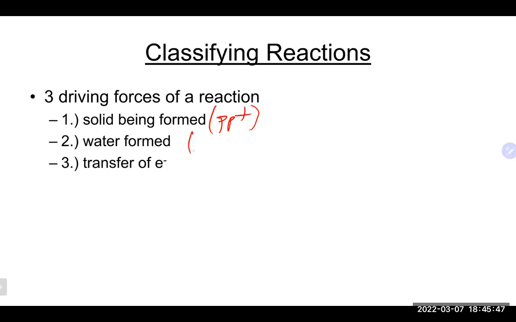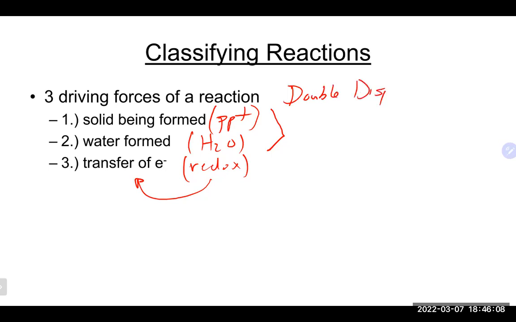Water being formed is another reason why a reaction takes place, and the transfer of electrons, which is basically what happens in our redox reactions. So in our redox reactions, there is basically a transfer of electrons. These other two occur in another big umbrella of reactions, which are commonly referred to as double displacement reactions. We're going to talk about those in just a second.